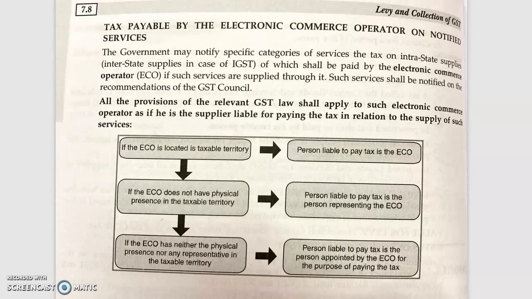The next is tax payable by the electronic commerce operator on notified services. So in this case, the government may notify specific categories of services. The tax on intrastate supplies and interstate supply in case of IGST shall be paid by the electronic commerce operator, which is also known as ECO, if such services are supplied through it. That is, if the electronic commerce operator provides any service that is covered under GST, then tax will be applicable on it. Such services shall be notified on the recommendation of the GST Council. So all the provisions of the relevant GST law shall be applied to such electronic commerce operators as if he is the supplier liable for paying the tax in relation to supply of such services.